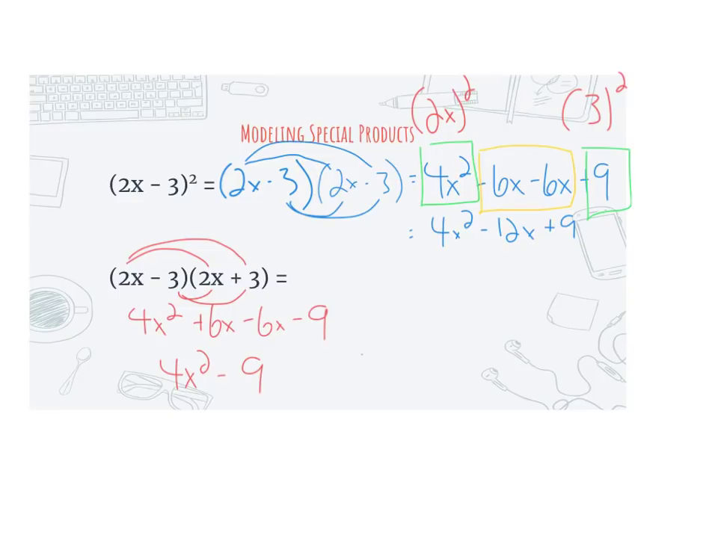Now, of all the special products, this one's probably the most helpful. And what this one ends up being called is a difference of two squares, or difference of squares. Okay, and the reason is, again, we talked about already, 4x squared is a perfect square of 2x, and 9 is a perfect square of 3. So it's a difference, that's our subtraction sign, of two squares, the 4x squared and the 9.